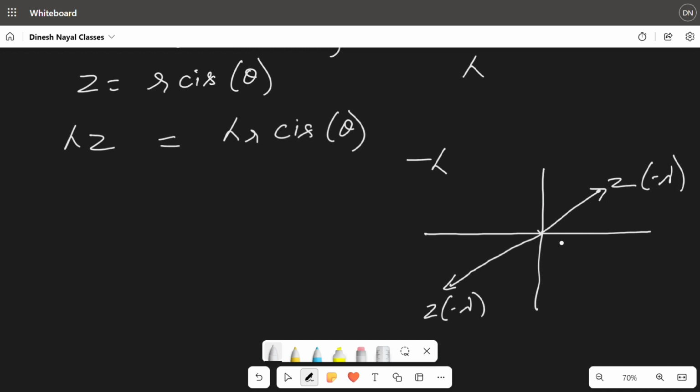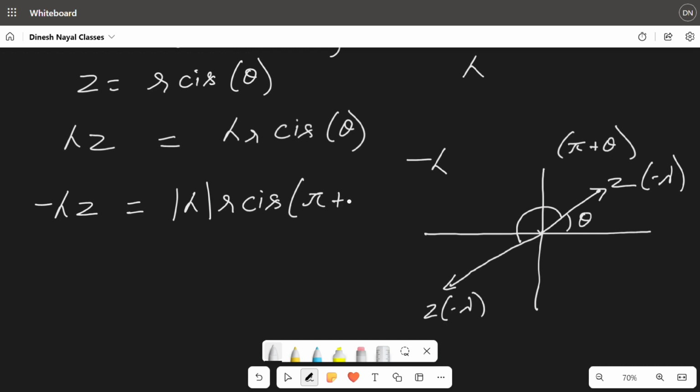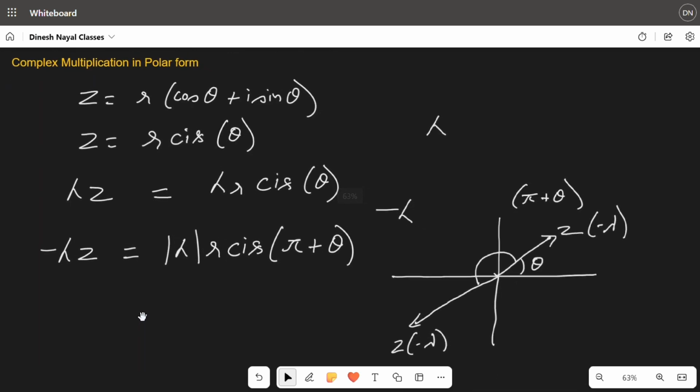As you can see, theta was the argument of this complex number, but now the new argument is pi plus theta. So for minus lambda times z, you can write modulus of lambda, because the modulus of this complex number will be lambda times only. So modulus r cis, and the argument will be pi plus theta. This is how you multiply a complex number with any given number.